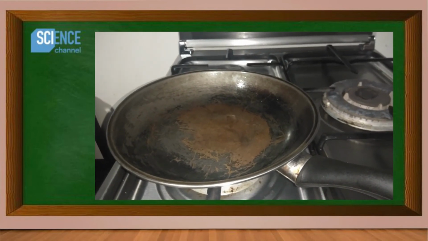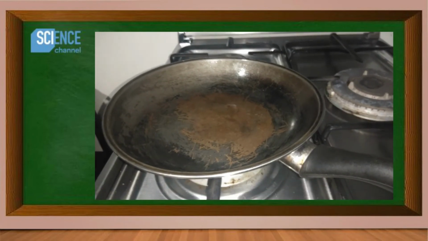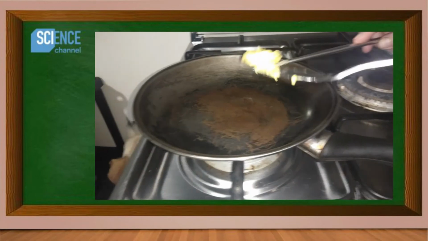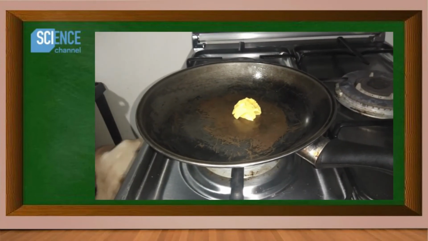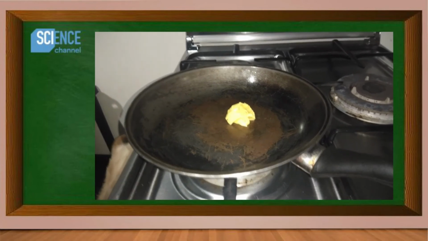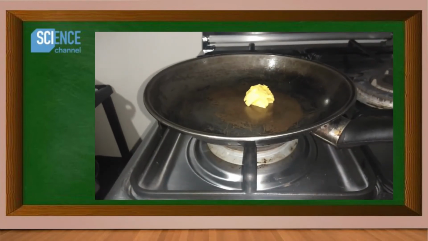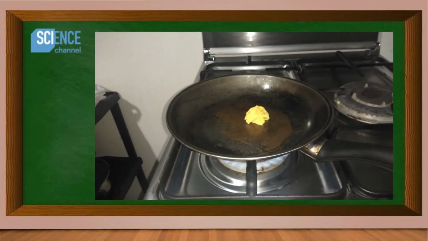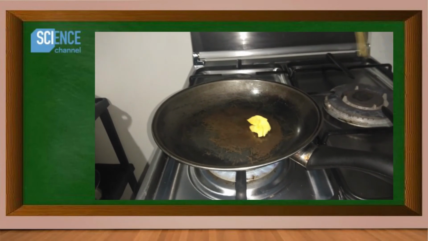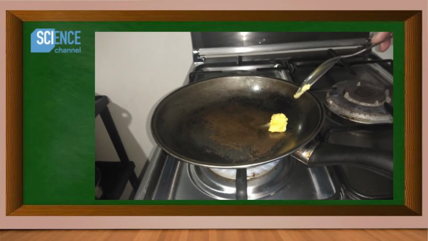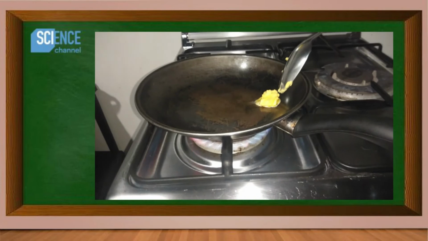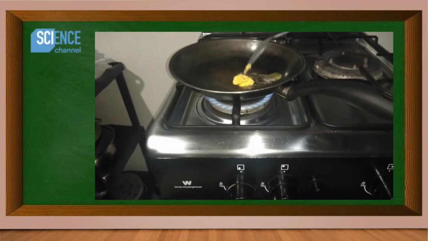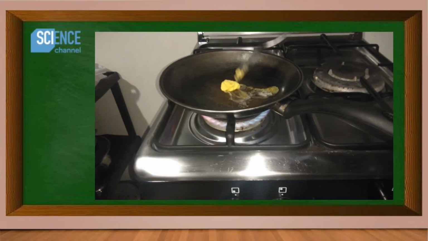Prepare a pan. Place the pan over a stove. Slowly put a small piece of margarine in the pan. Heat the pan over slow fire. Observe what happens. Are there any changes that occur?